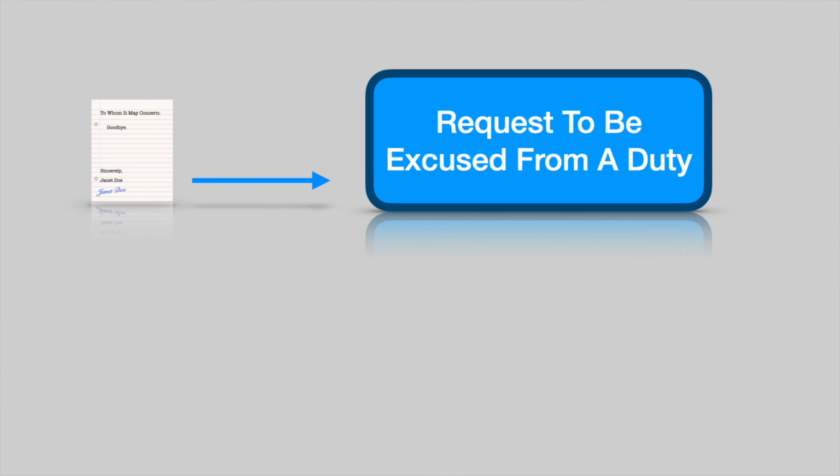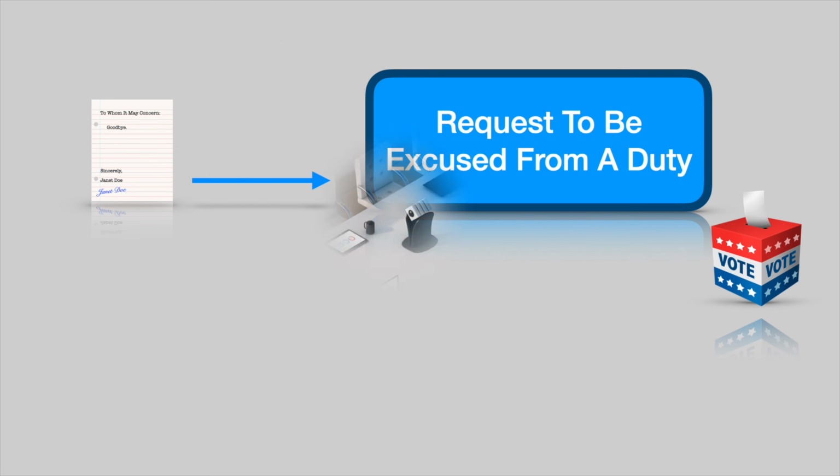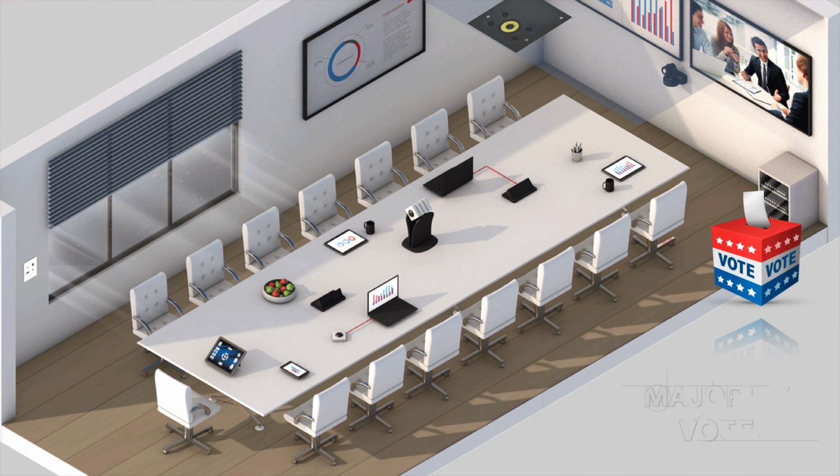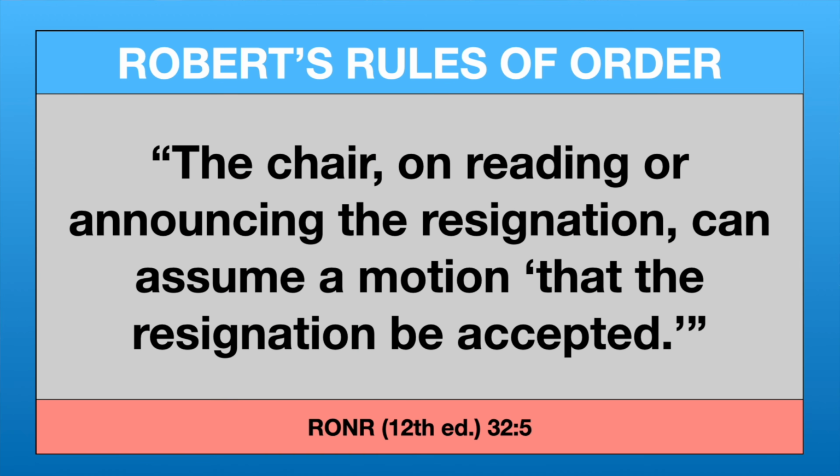In that case, the resignation, which is a request to be excused from a duty, is actually a motion, which the applicable body may accept or reject. And just like any other motion, its consideration must take place inside a meeting, requiring a majority vote to accept the resignation. And how is this done? Well, Robert's Rules of Order has this to say on the subject. The chair, on reading or announcing the resignation, can assume a motion that the resignation be accepted.